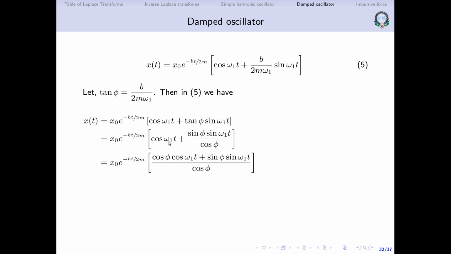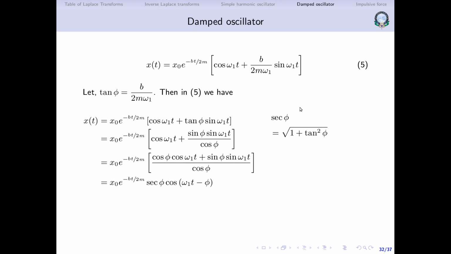Now add these two fractions. In the denominator we'll have cos phi, and in the numerator we'll have cos phi cos omega 1 t plus sine phi sine omega 1 t. This is cos a cos b plus sine a sine b, which is nothing but cos of a minus b. So this will be the cos of the difference between omega 1 t and phi. This 1 by cos phi I could write as secant phi, so x naught e to the power minus bt by twice m, secant phi, cos of omega 1 t minus phi.